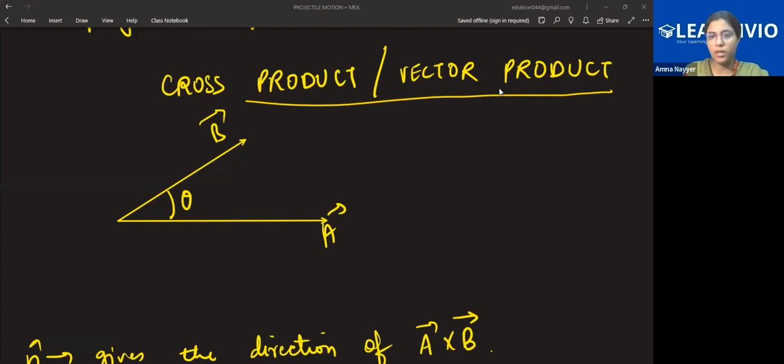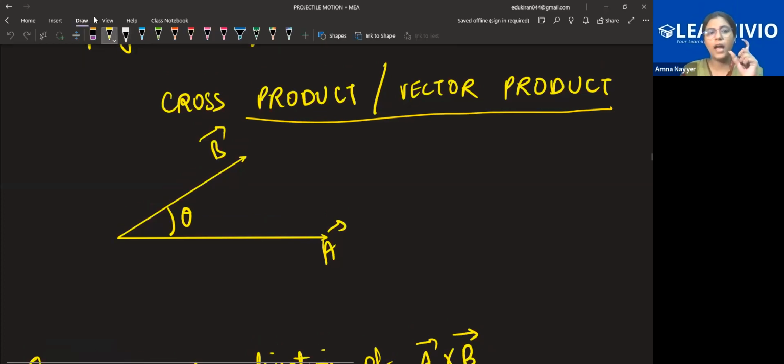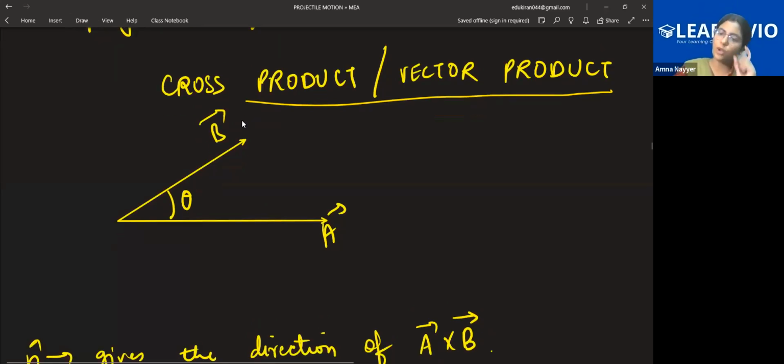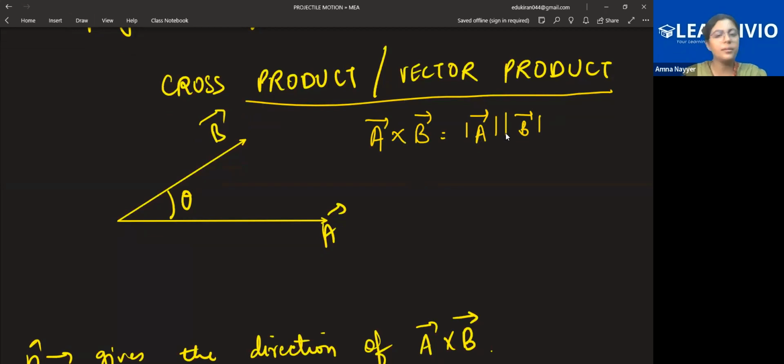Now, when we are talking about the cross product or the vector product, you have one vector A, then you have vector B, and you take the angle between them. The difference that comes in the cross product is that you will be considering the sine component. So when we have A cross B, we take the magnitude of vector A, the magnitude of vector B, and multiply it with sine theta.